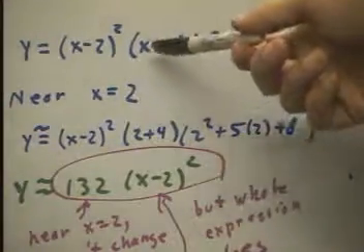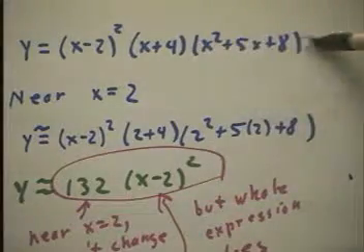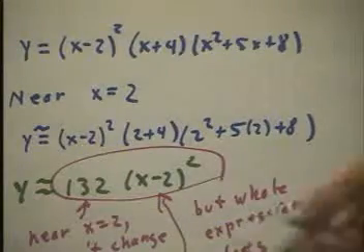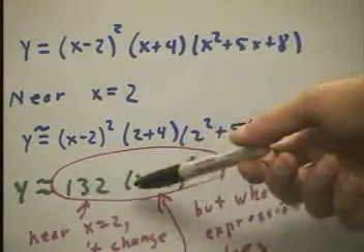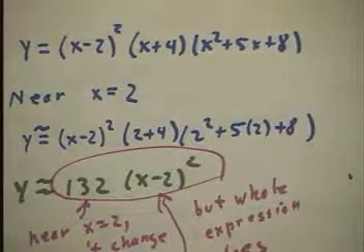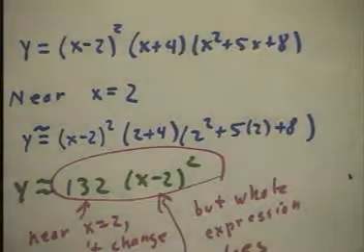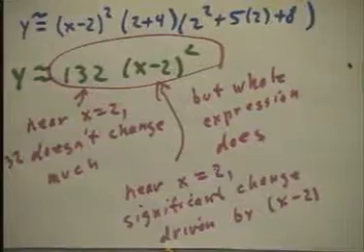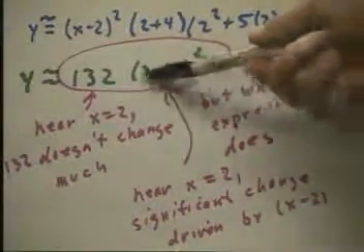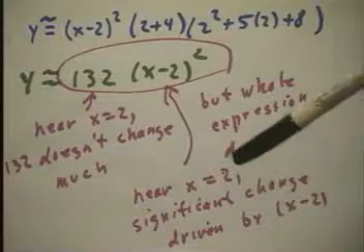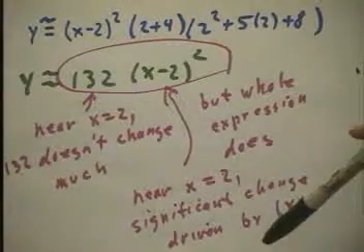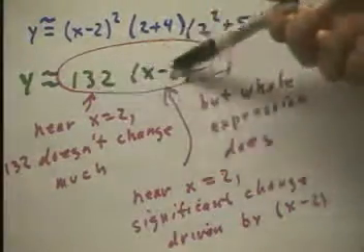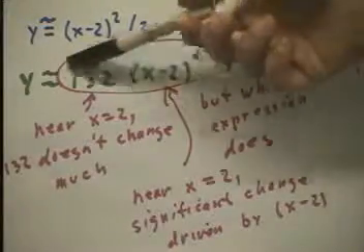Near x equals 2, then, x plus 4 is going to be 2 plus 4. X squared plus 5x plus 8 is going to be this, just substituting 2 in for x. And we see that y is going to be approximately equal to 132 times the quantity x minus 2 squared. Near x equals 2, this number, 132, doesn't change much. Near x equals 2, this thing changes its behavior a whole lot. And the whole expression changes its value a whole lot because of this, not because of this.